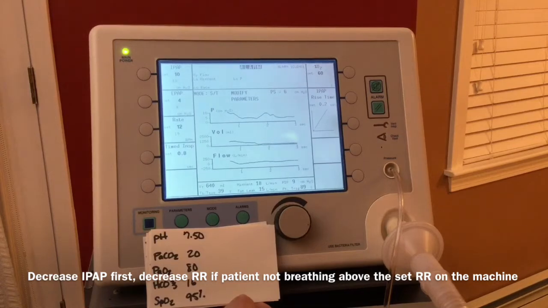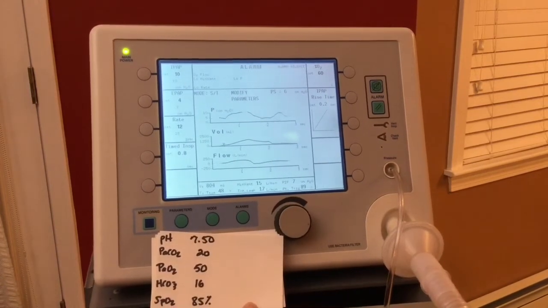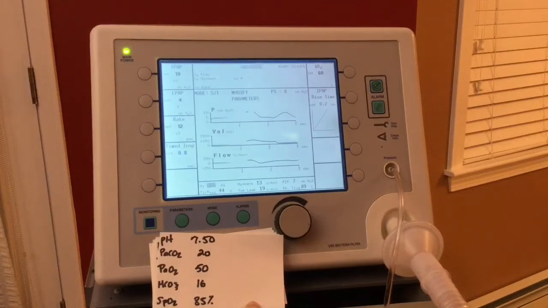Let's try another blood gas. Interpret the blood gas. Pause the video. If you interpreted this blood gas as partially compensated respiratory alkalosis with moderate hypoxemia, you were correct.